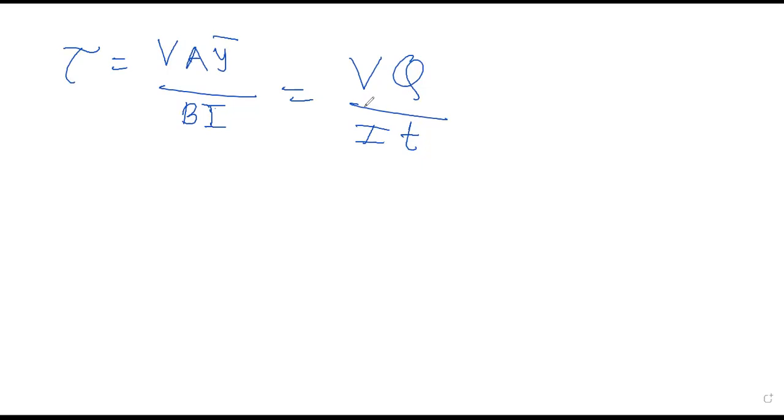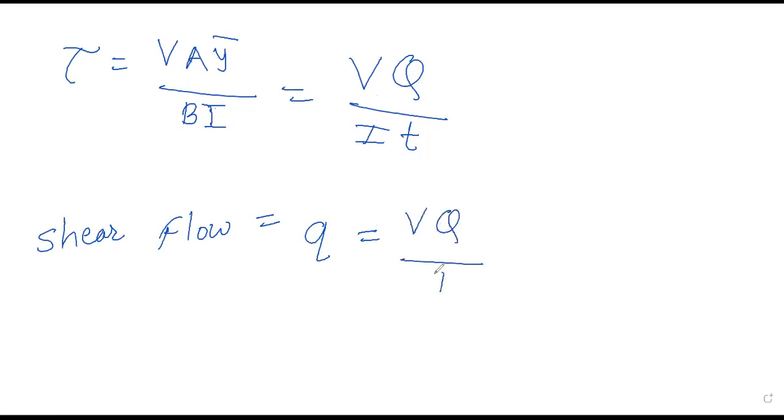Now how do we find the shear flow? Right now, shear flow is what we have to find out. Shear flow, small q, is equal to VQ divided by I. Shear flow is given by the formula q is equal to VQ divided by I, that is in Newton per meter.